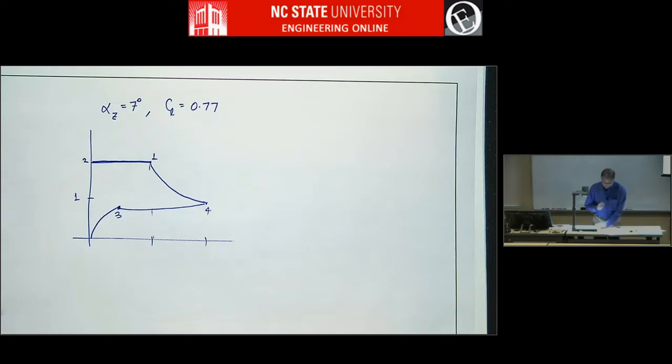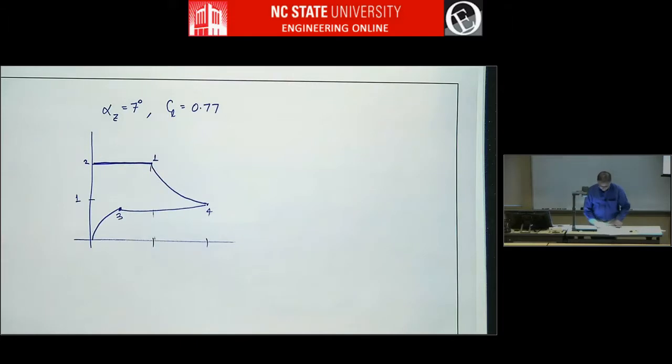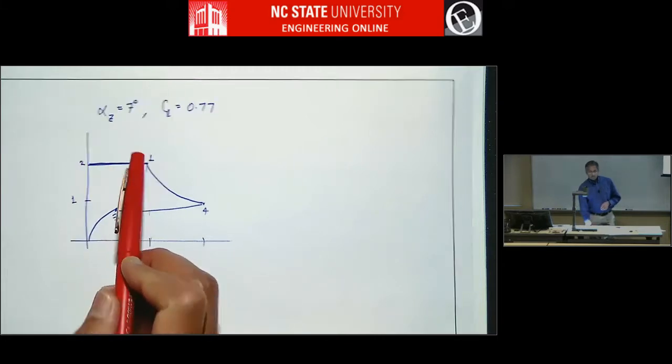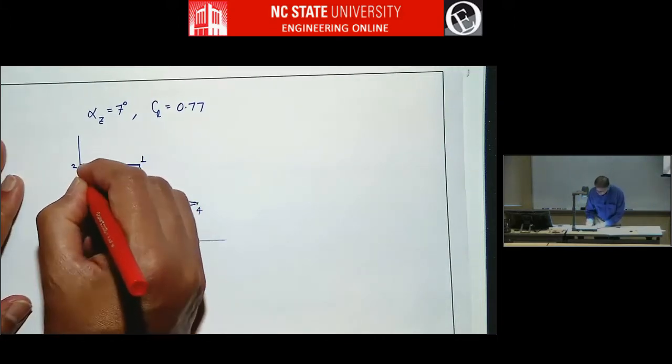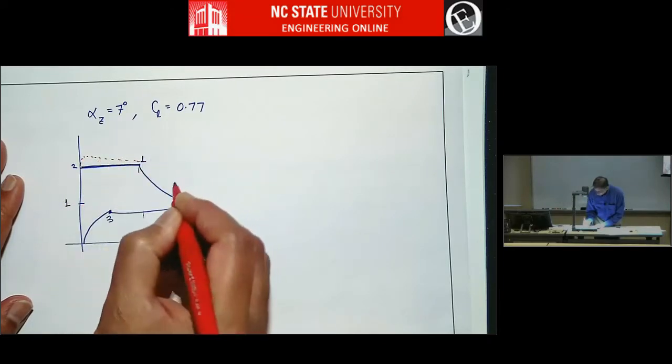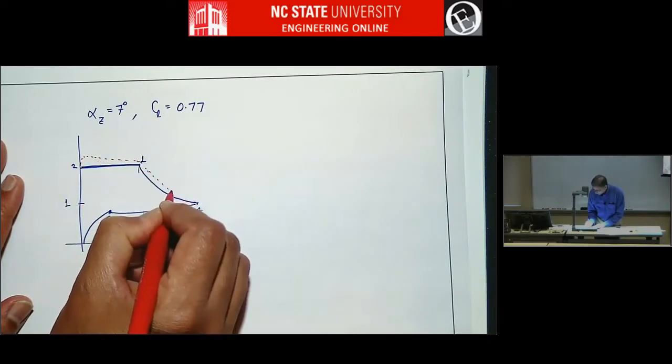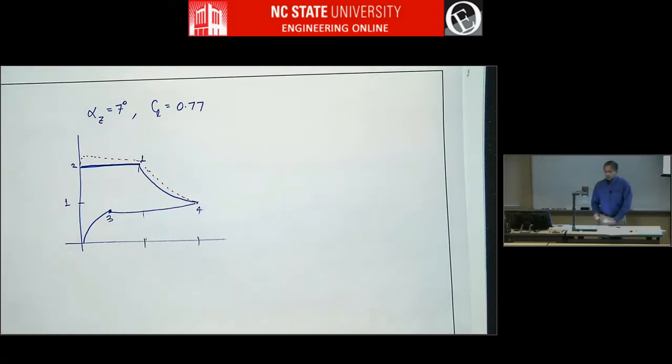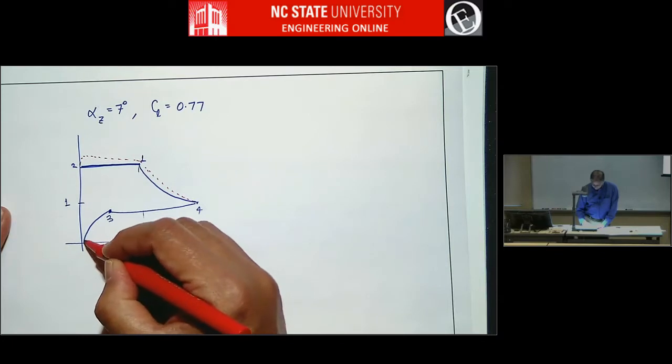And if you go to slightly more than 7 degrees alpha, what will happen? What is the one thing you can say? Yeah, so this segment, instead of being flat, will have adverse gradient. So it will look like this, right? And then it will look like this. And the lower surface will be like this.